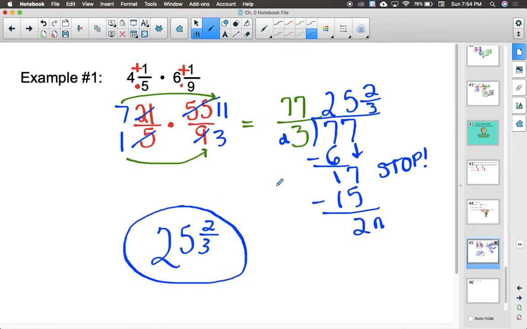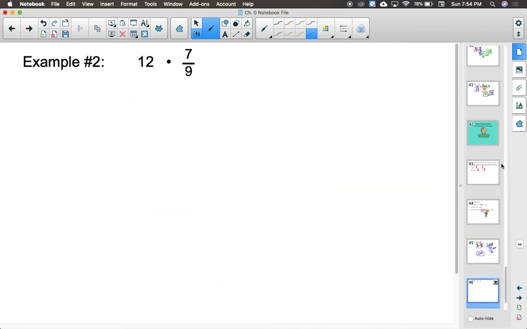Okay, let's see one more. Next one's a little bit quicker because it's a whole number times a fraction. So 12 times 7/9. Again, we have to change both of our numbers to be fractions, so we're going to put the hidden 1 underneath the 12. So that becomes 12 over 1. And 7/9 is already a fraction, so we don't have to do anything to that. Just write it down and let's start to simplify.